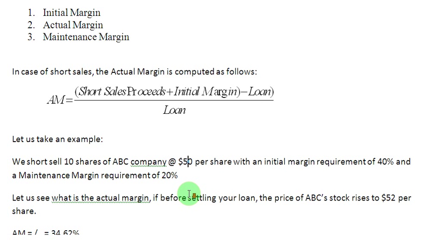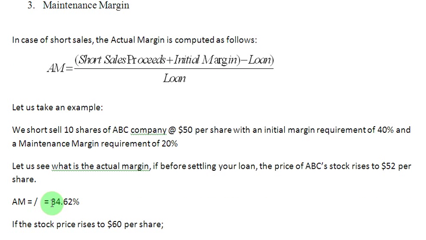Let us examine a few scenarios. Let us see what the actual margin is going to be if, before settling your loan, the price of ABC's stock rises to $52 per share. I have the result here for you, 34.62%. Let me show you how we arrived at this.